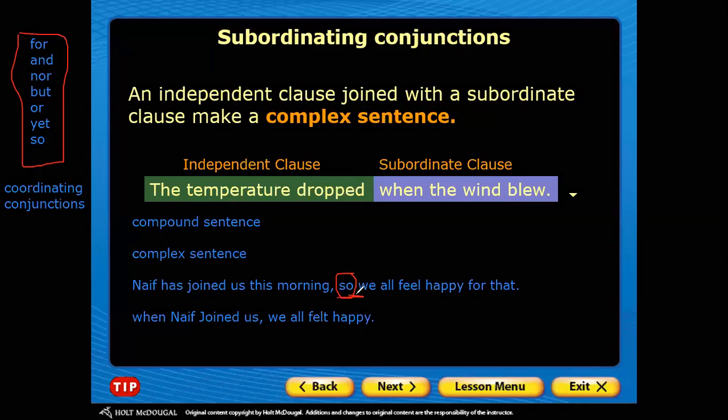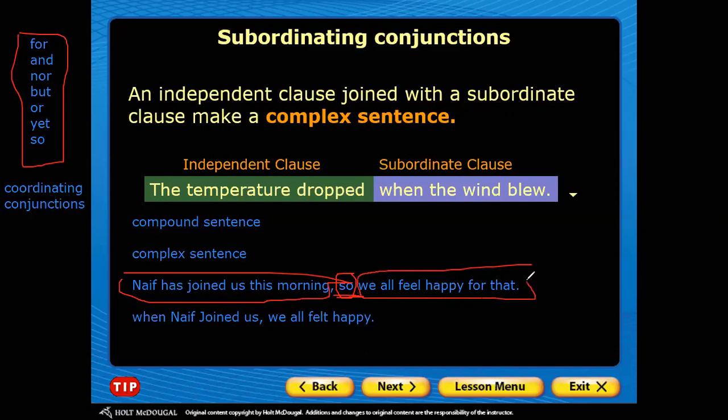Because it's one of the fanboys, right? And what do the fanboys do? They connect two clauses, connect two independent clauses. Very good. And these two clauses are called independent clauses.